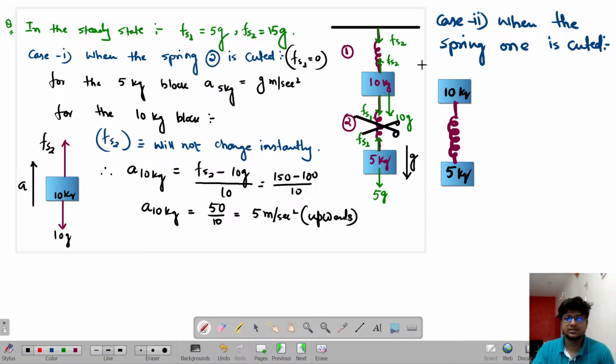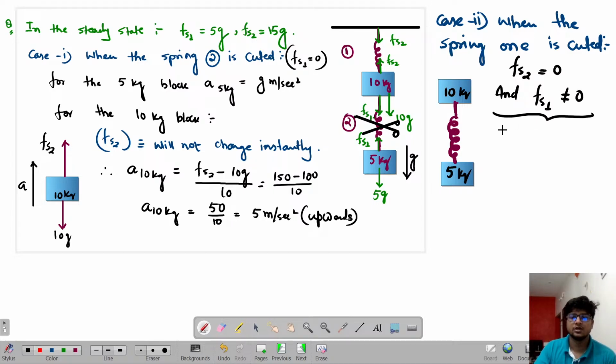For this 10 kg, at that instant of time when the spring 1 is cut, Fs2 will become 0. What will not become 0? Fs1. Fs1 is not equal to 0. I have already told you springs are lazy. Springs are not going to change their state if they are cut instantly. Are you able to get me or not? Their values will not change.